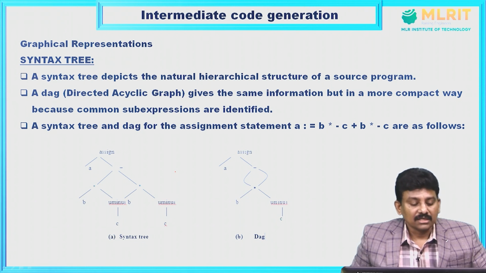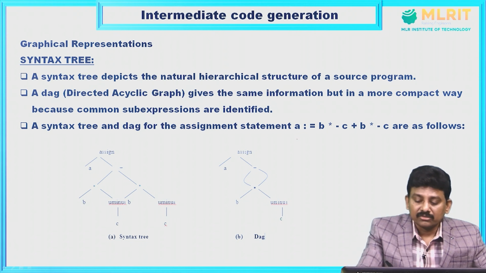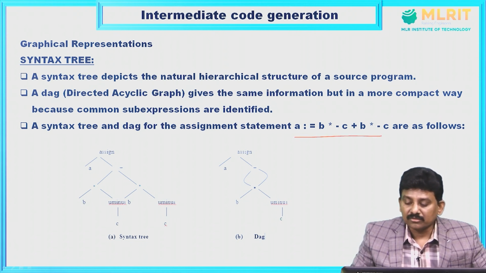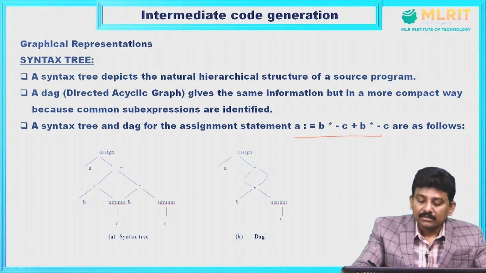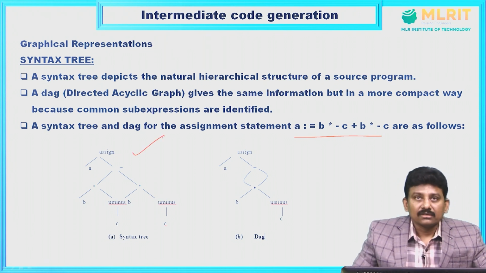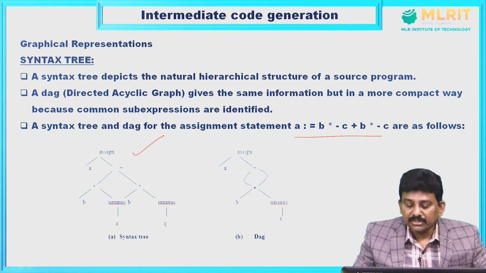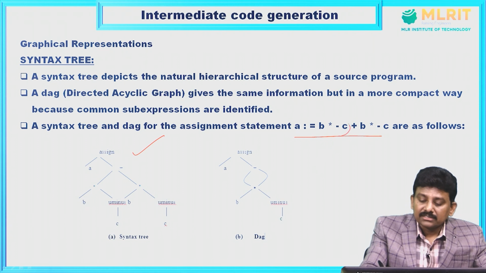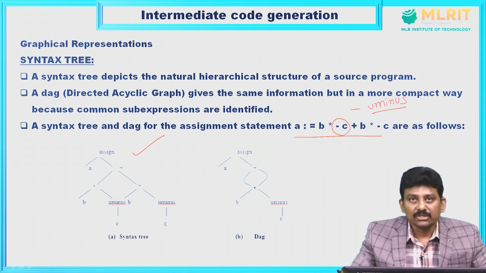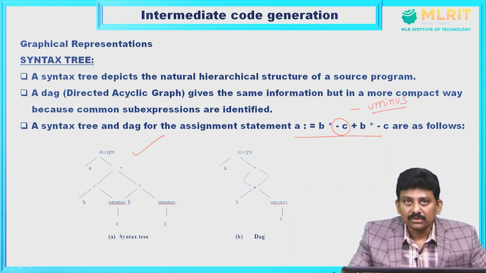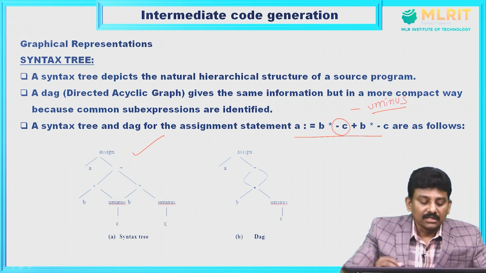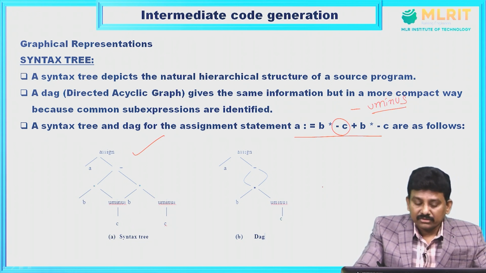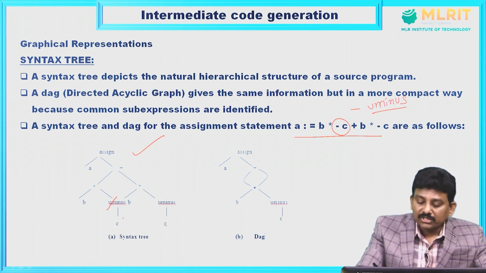A syntax tree and DAG for the assignment statement A = B * -C + B * -C are as follows. Here, this is the syntax tree for A = B * -C + B * -C. First, this is minus C, where minus is a unary operator. The unary minus operator is applied to a single operand, that is, C. We can construct the syntax tree for this.